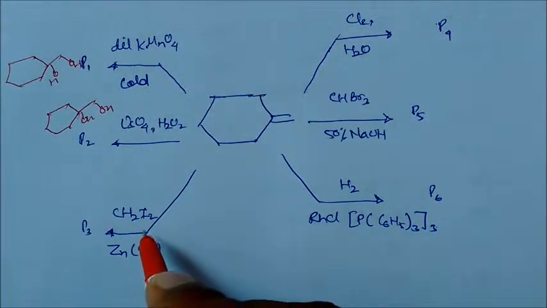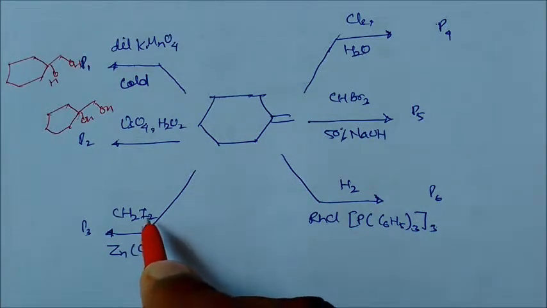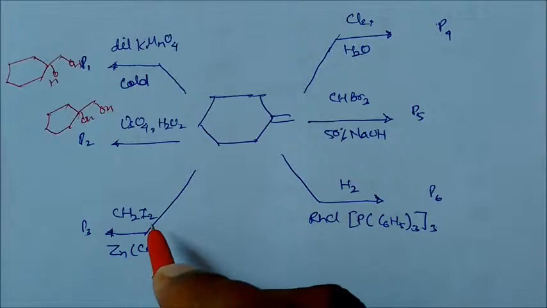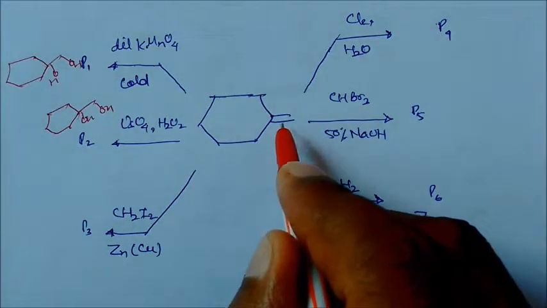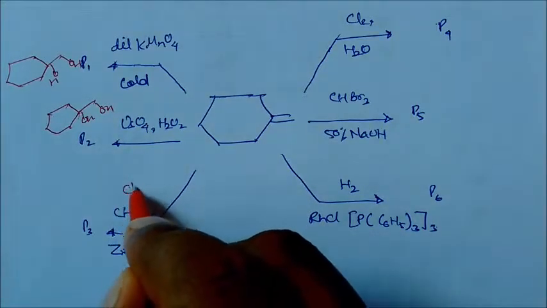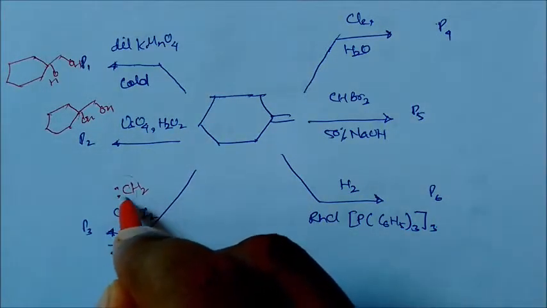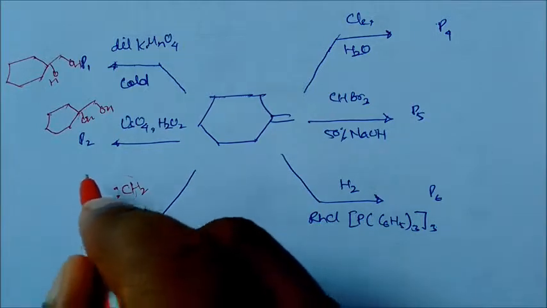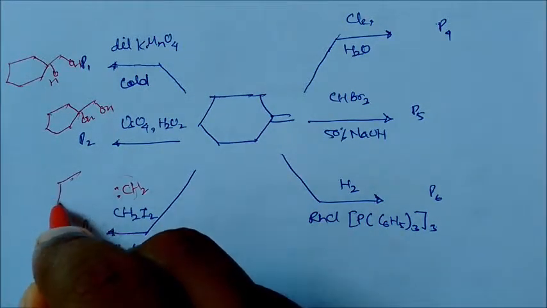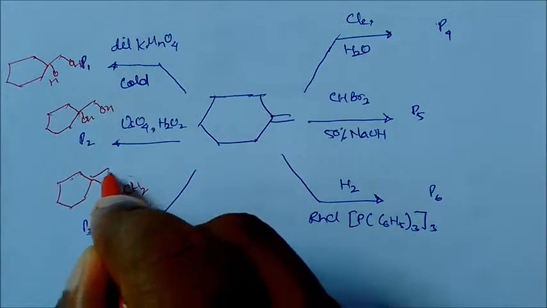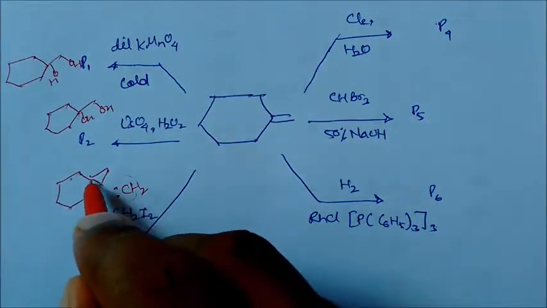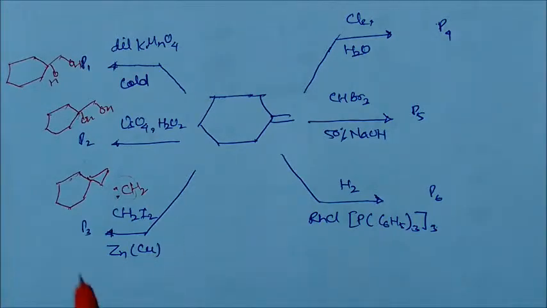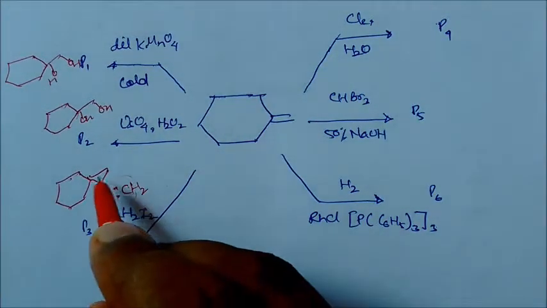This is methylene iodide, diiodomethane. So there will be insertion of a methylene group here. Insertion of methylene group means this will be released as a methylene group. So this will insert between this pi bond and it will form a compound like this one. So this is inserted over here. The pi bond is changed into this type of triangular cyclopropane.